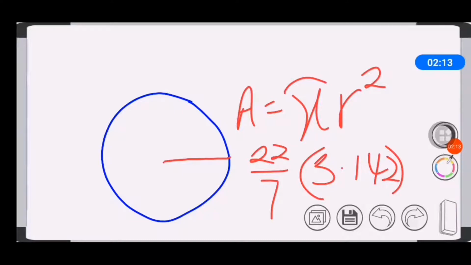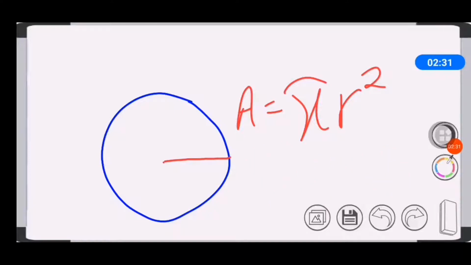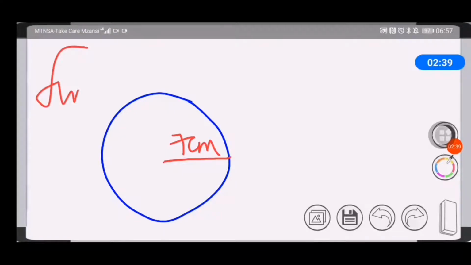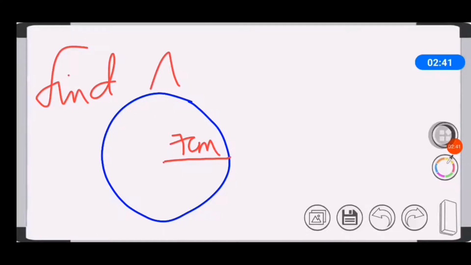All right, so let us look at an example now. I believe you've written down the formula. So pi is a constant number in math. On your calculators you may see the pi. If you don't have calculators, then you can work using either 22 over 7 or 3.142. All right, so in this example, I'm going to use the same figure here. So this side, it's 7 centimeters, and the question will be find the area of the circle.